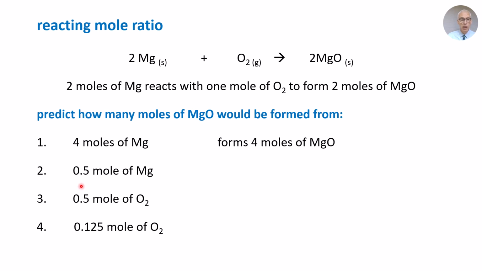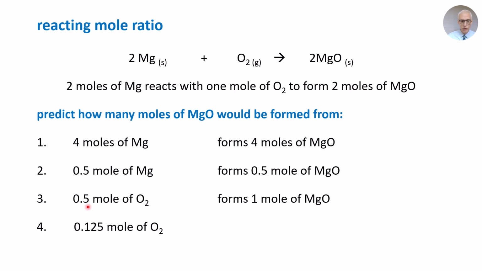Okay, so 0.5 moles of magnesium. Well, if 2 makes 2, then 0.5 would form 0.5. Now, 0.5 moles of oxygen, we have to bear in mind that 1 mole of oxygen forms 2 moles of magnesium oxide. So 0.5 moles of oxygen would form twice that amount, 1 mole of magnesium oxide. 1 to 2, 0.5 to 1. It's the same ratio.